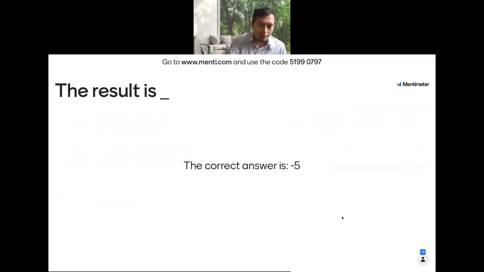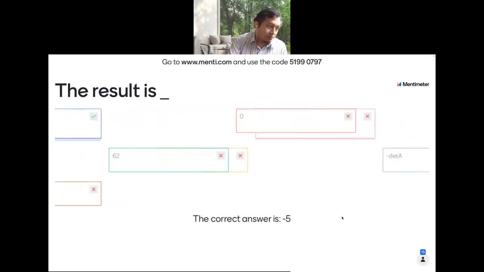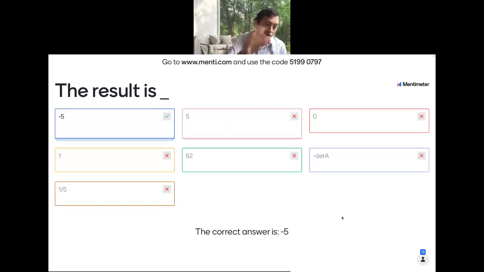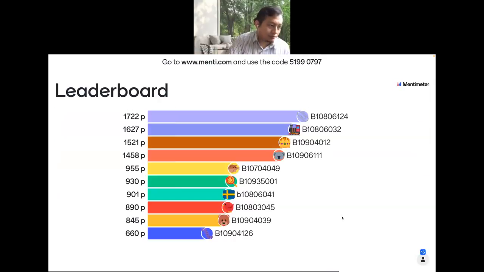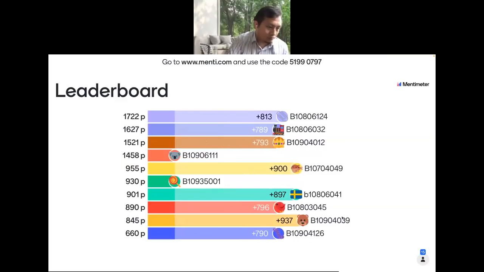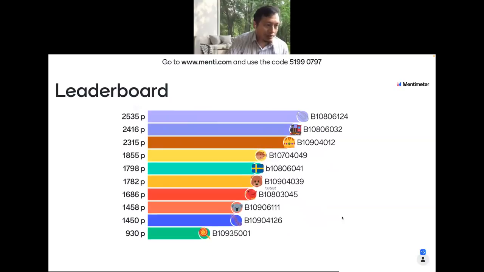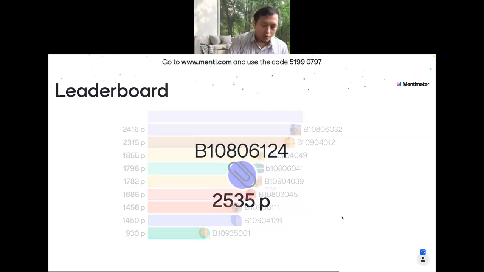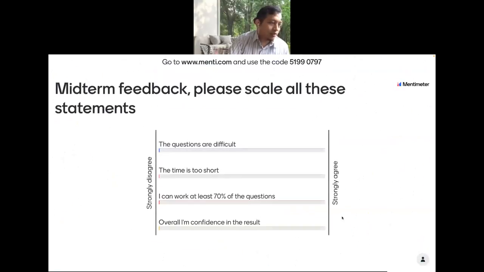Okay, 3, 2, 1. Yes, negative 5. It's the negative of the determinant mentioned before, because if we change the rows or the columns, it means the negative of the determinant of the original matrix. Great, so you're the winner, and I can give you more points for your grading.